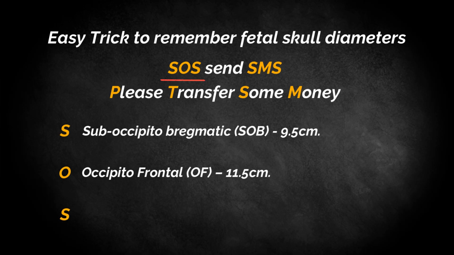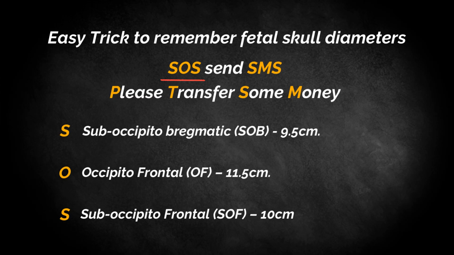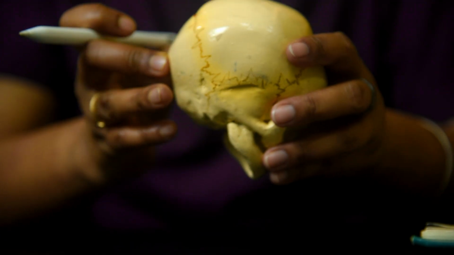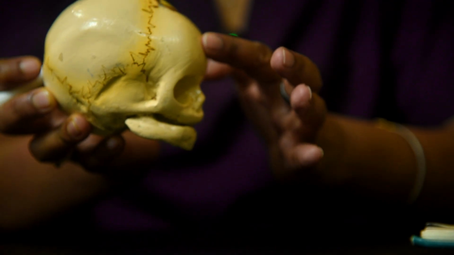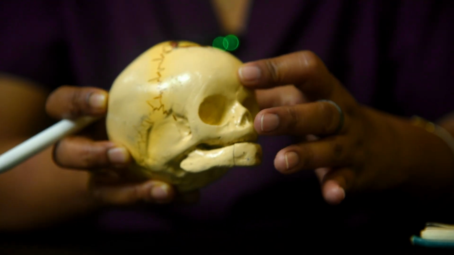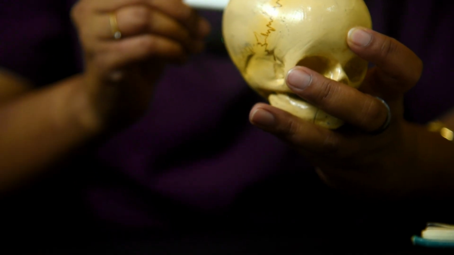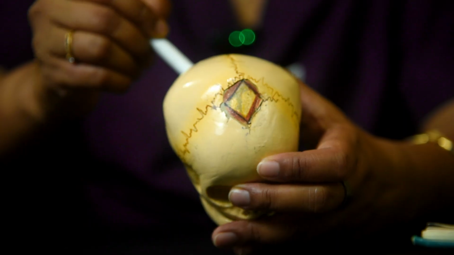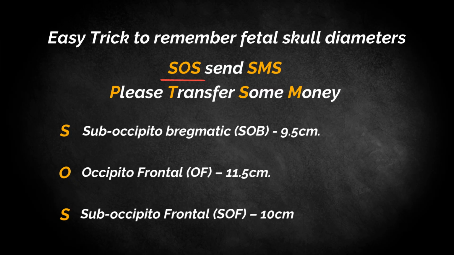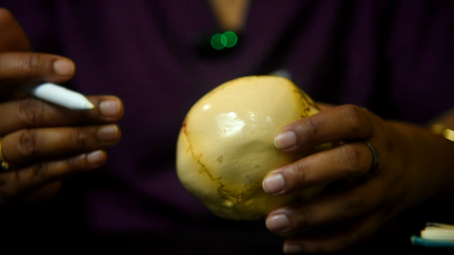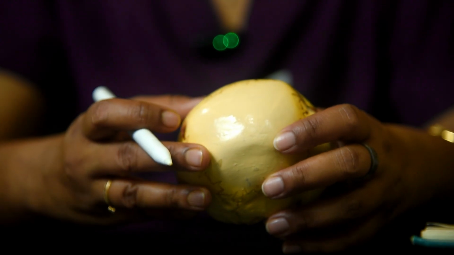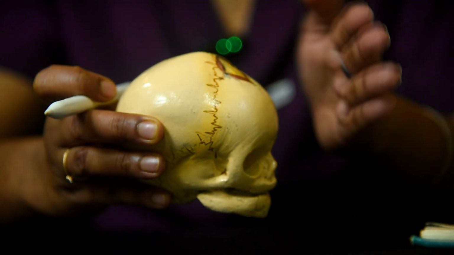And the third one is S, that is suboccipitofrontal, from the occipital protuberance to the center of the frontal suture. Here is the center of the frontal suture. So, this is known as the suboccipitofrontal diameter, which is 10 centimeter in length. So, these 3 are the posterior to anterior diameters of the fetal skull, which stand for SOS in short. Next, send SMS. SMS, again the 3 diameters which denote anterior to posterior.